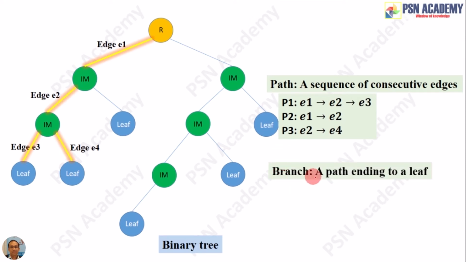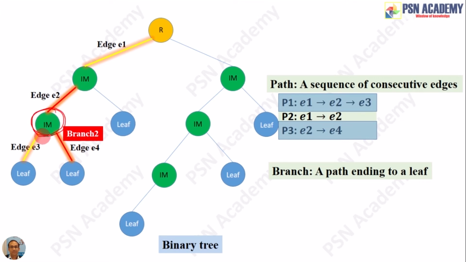What is a branch? Any path, it may start from anywhere, but if it ends at a leaf, then we call that path a branch. Here we have P1, which ends with E3, and E3 actually ends at this leaf. So path P1 is a branch. Similarly, for path P3, we have this edge E4, which ends at this leaf. So we have this path as a branch. But this path P2 ends with E2, and E2 ends over here. So this is not a leaf. So P2 is not a branch.